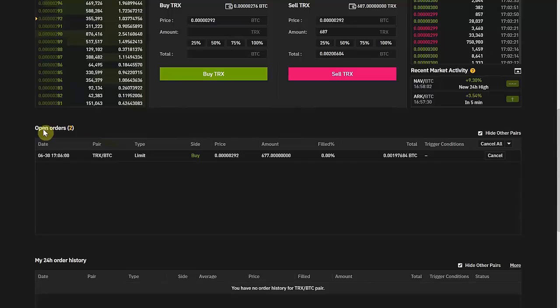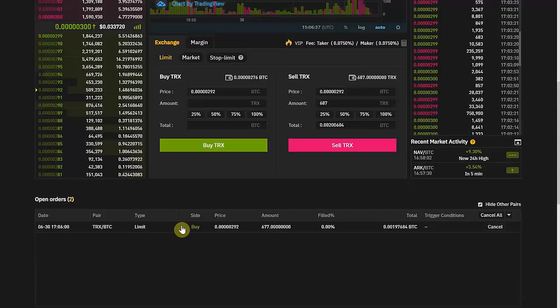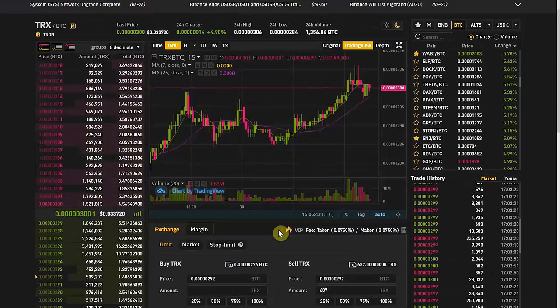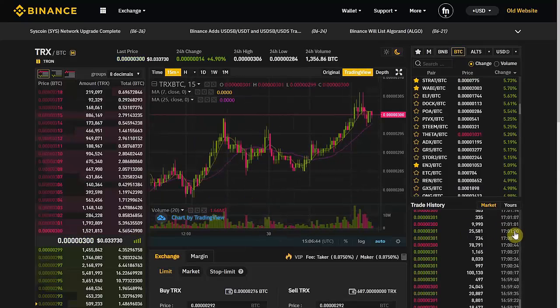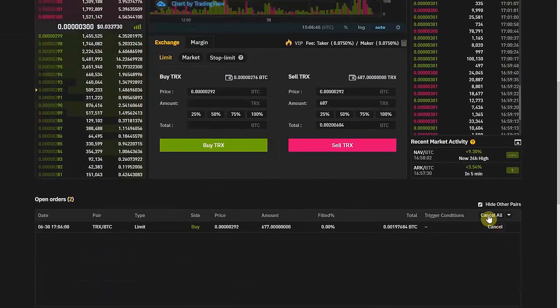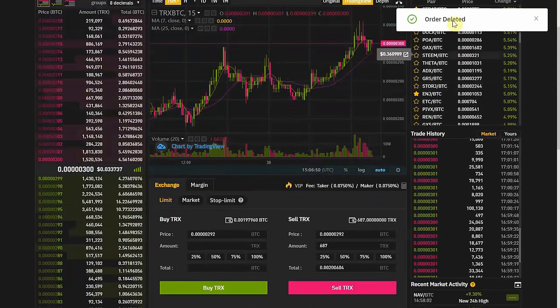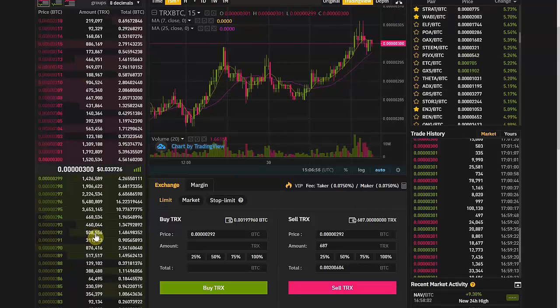And you have here your open orders. Apparently I have another pair. Yeah, I have a BTC order from a long time ago. And you can see the order here is opened. Okay, so if you decide to cancel, simple, just come over here, cancel, order deleted, and you no longer have the indicator here. Okay, oh, 500,000 TRX, it's growing.